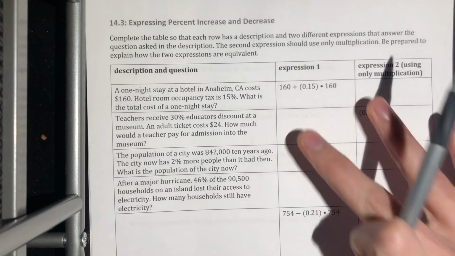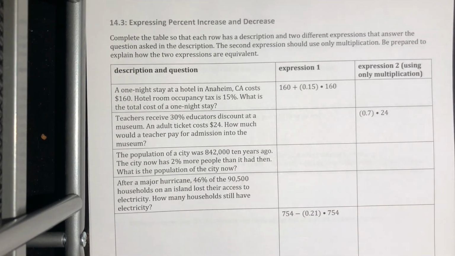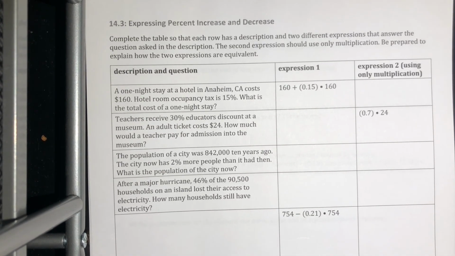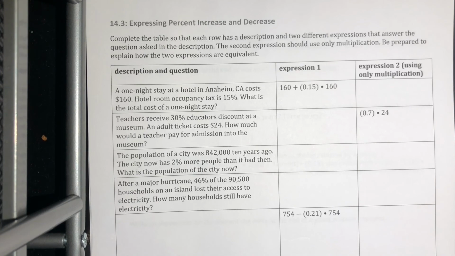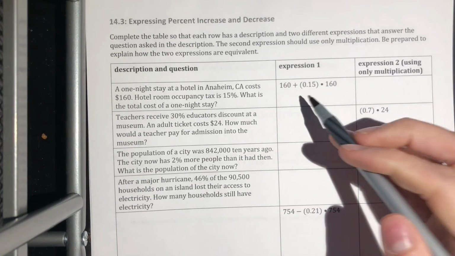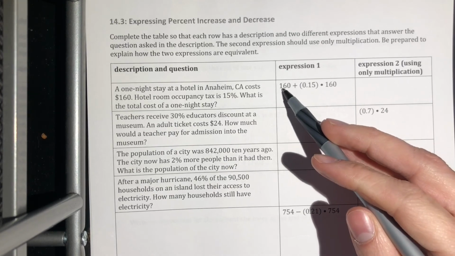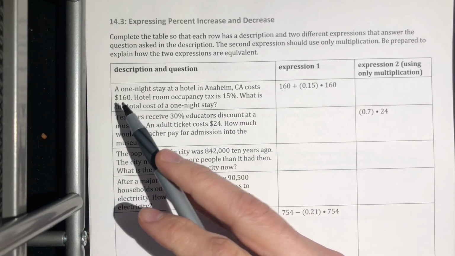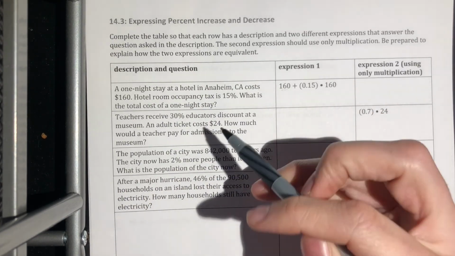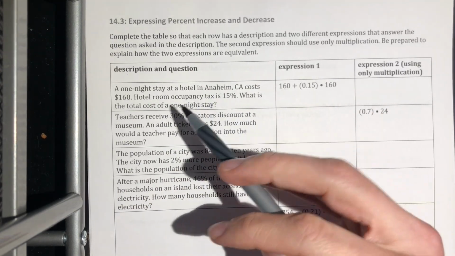So, expressing percent increase and decrease. Complete the table so that each row has a description and 2 different expressions that answer the question asked in the description. This is a good way of connecting the two things we talked about last activity. So the first one expression is just, okay, the $160 original price for that hotel in Anaheim. That's where Disneyland is actually, so Disneyland Hotel, when they ever reopen it.